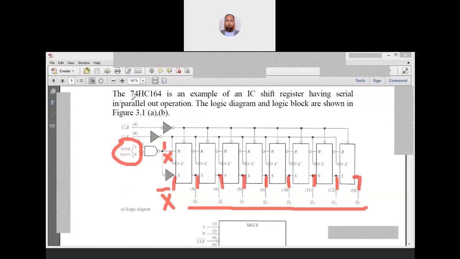So this is a standard serial in, parallel out IC, 74HC164. You can remember this IC number. If I ask what this IC is, it is an 8-bit serial in, parallel out shift register.